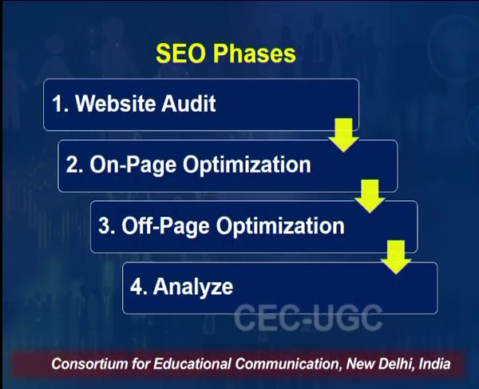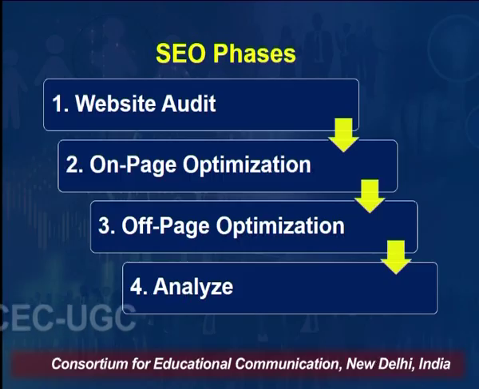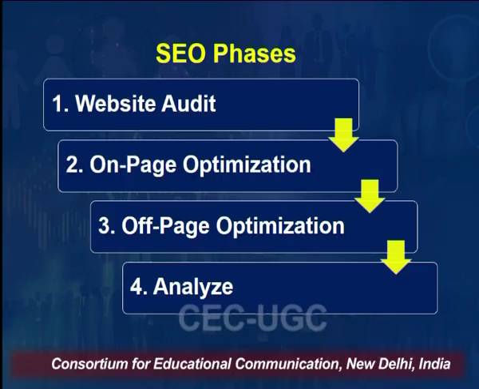Now, when we talk about what all needs to be done when a firm is going ahead with search engine optimization, students, one needs to understand 4 different stages or phases of the optimization. The first one is website audit. You are going to start with the website audit, move on to on-page optimization, then off-page optimization, and then ultimately analyzing and looking at the results that your optimization has given you. So let us have a discussion on each of these phases in detail.